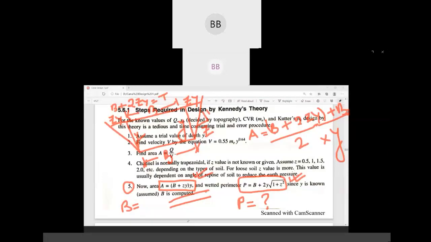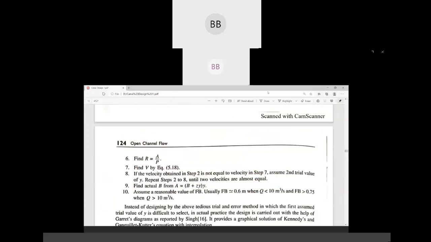So after completing the fifth step we will move on to the next step, step six. We have to find out the hydraulic mean depth, that is area by wetted perimeter, that we all know. Area we have already calculated, wetted perimeter we have calculated in a previous step, so we will substitute here and we will find out the R value.